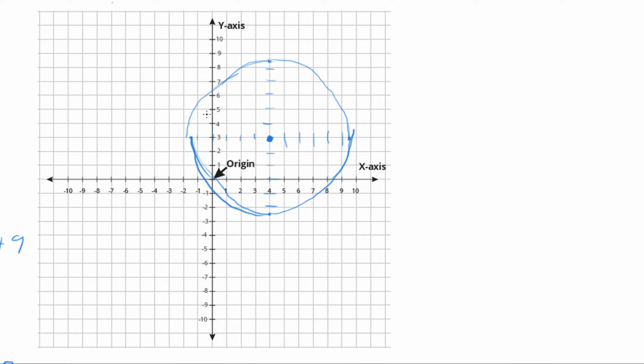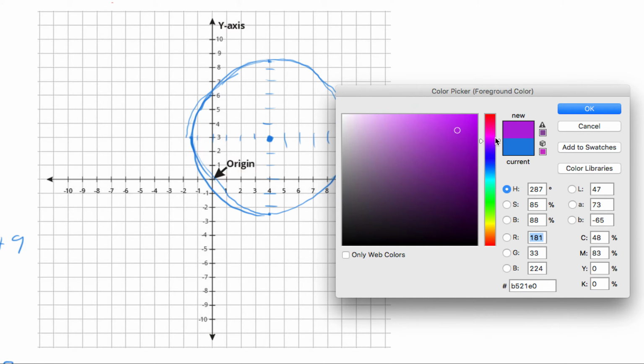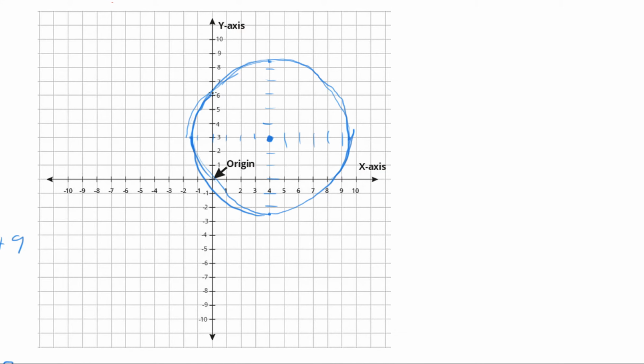Now, notice that this circle has x and y intercepts. Okay, let's just point them out for illustration. So here it crosses the y-axis, and then here it also crosses the y-axis. Those are your y-intercepts. Notice that here it crosses the x-axis, and here it crosses the x-axis. Therefore, those are your x-intercepts.